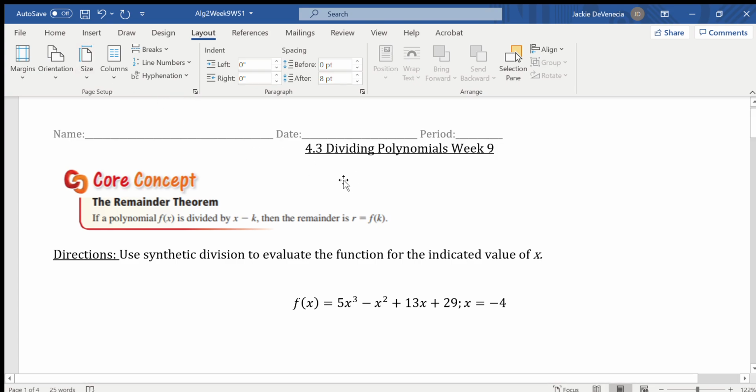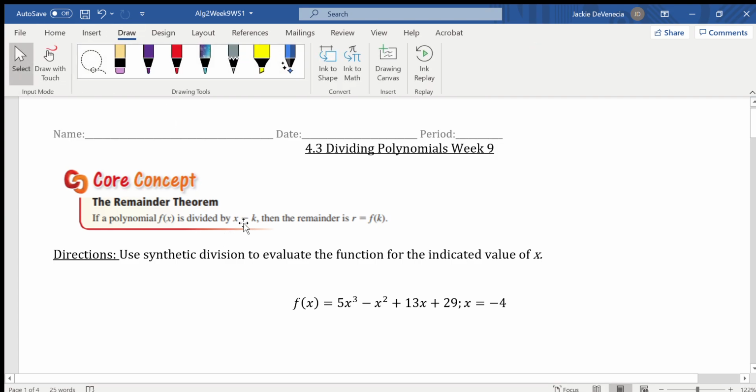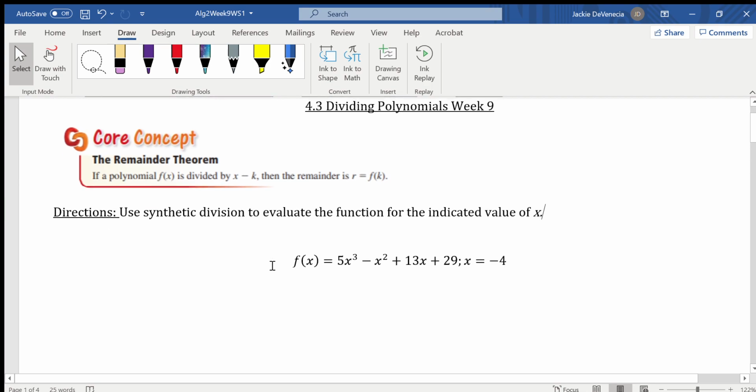So for today we're going to look at the remainder theorem and how we can use that. So this is the remainder theorem. If a polynomial f of x is divided by x minus k, then the remainder r is equal to f of k. So this is saying if you were to take this k and plug it into your function, then when you evaluate it, it's going to equal your remainder. So let's see how we can use this theorem in this problem below.